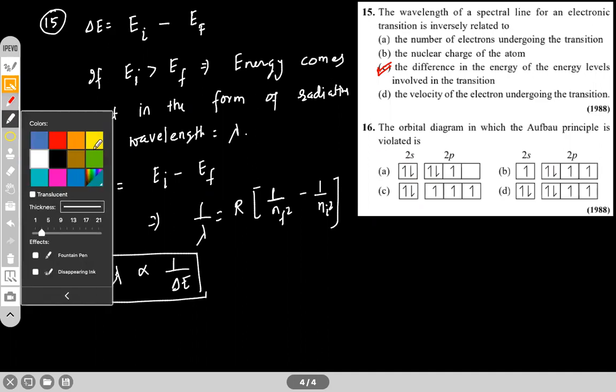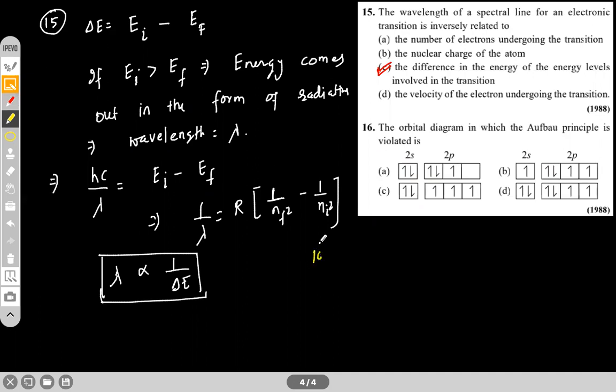Okay, next one. All these questions have been asked in the exams. The question asks for the orbital in which the Aufbau principle is violated. What is the Aufbau principle? We also call it the n plus l rule, and we use this rule for the filling of electrons in the orbitals. We know the lower energy orbital fills first, and then the electron goes into the higher energy orbital. The orbital which has a lower value of n plus l has lower energy.